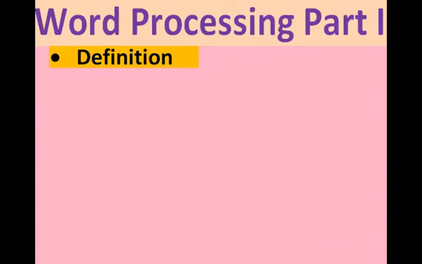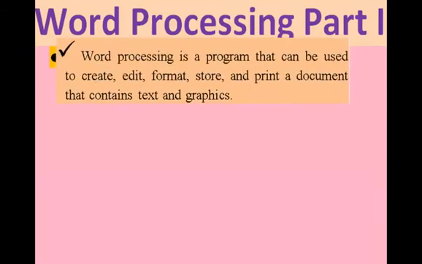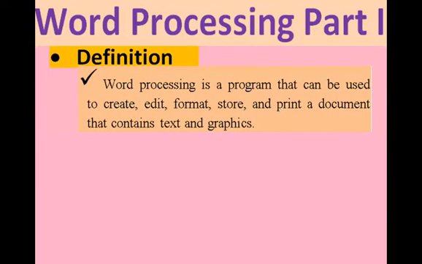Now, let us look at the definition of word processing. Word processing is a program that can be used to create, edit, format, store, and print a document that contains text and graphics. So this word processing can be used to create a document. You can use this word processing to create a document.